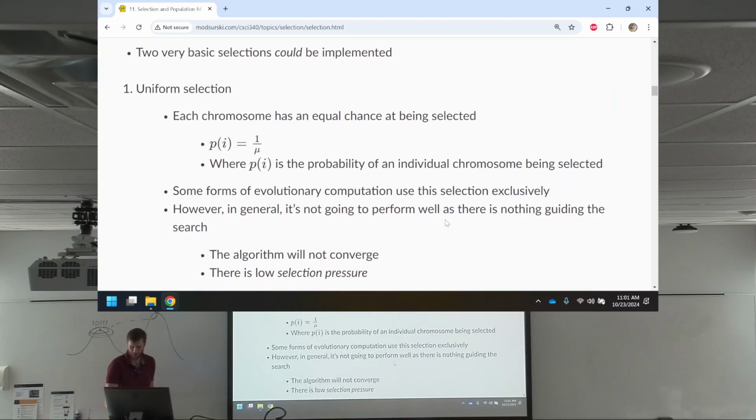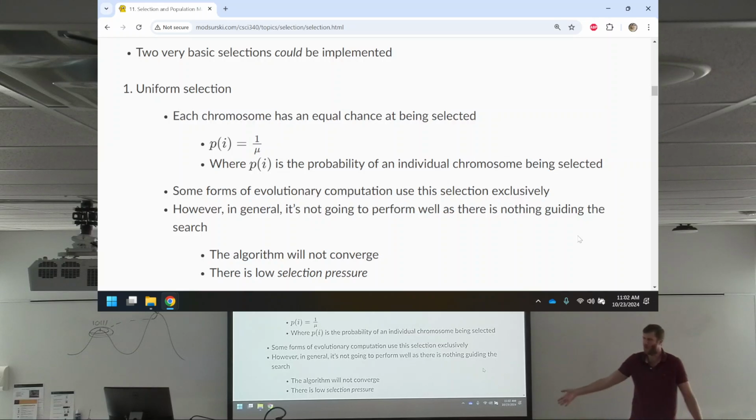In general, it's not going to perform well as there's nothing guiding the search. Nothing with this selection strategy guides the search towards something that's good, right? I just randomly pick one chromosome and put it over here. I randomly pick another chromosome, put it over here. Let's think generational, right? Where I have a population size of 100, I need to select 100 to move to the next generation. I randomly select 100 and put them over here. Nothing is guiding the search. I'm equally likely to pick a good one as I am to pick a bad one. So there's nothing really going on there.